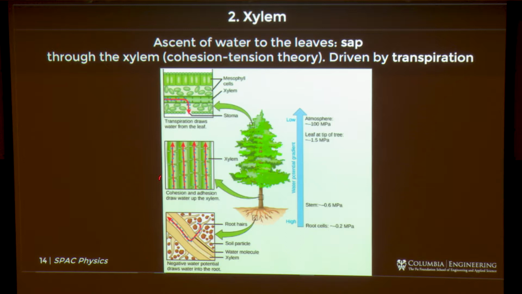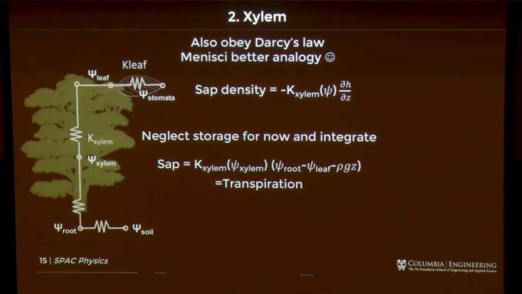Okay, so basically what you can do is apply roughly the similar type of equation. You can apply Darcy's law in the xylem to relate the sap ascent to the leaves, so from the soil to the roots, and then the roots to the leaves. That's going to be roughly the same type of equations. You could argue that the meniscus approach is a little bit better for trees than it is for soil, but whatever.